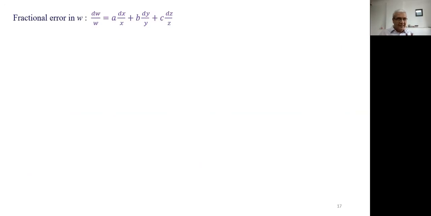The fractional error in estimation of W is, because X was raised to power A, A times the fractional error in measurement of X, dx by X, plus B times, because Y was raised to power B, B times the fractional error dy upon Y. dy was the error in measurement of Y. Y is the value of what you measured.